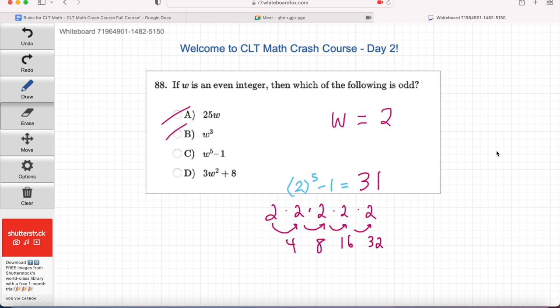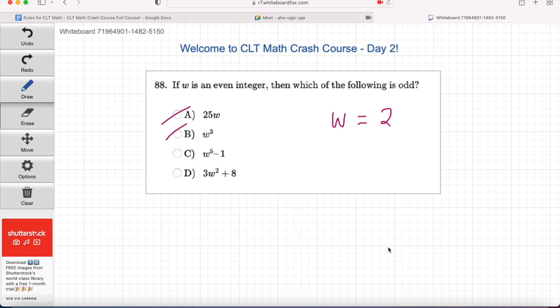Now, we're not going to stop here, okay? We got something that works, gives us a true statement. That is odd. But when you're plugging in your own values in place of the variables, Karis, this is really important. On the CLT, you've got to test all the answer choices, always, okay? Because it's possible we could get multiple answer choices that give us a true statement. So, let's plug into answer choice D as well. I'll clear some space here on the screen, and then go ahead and plug into answer choice D for me, please. Looking good.